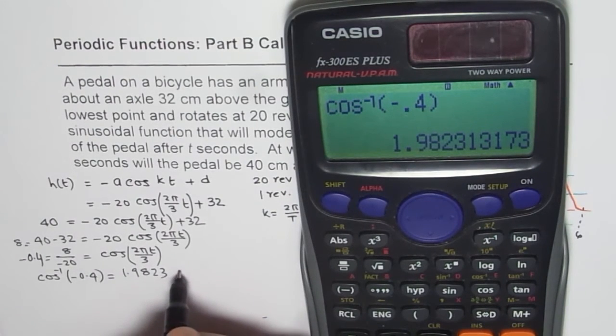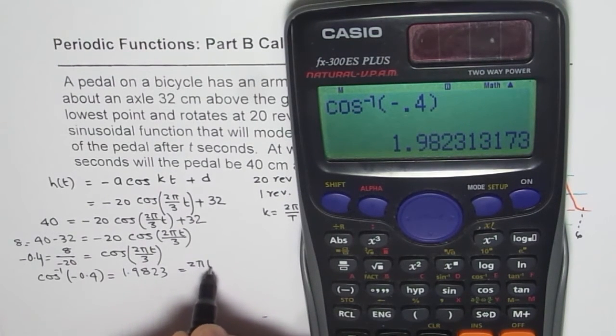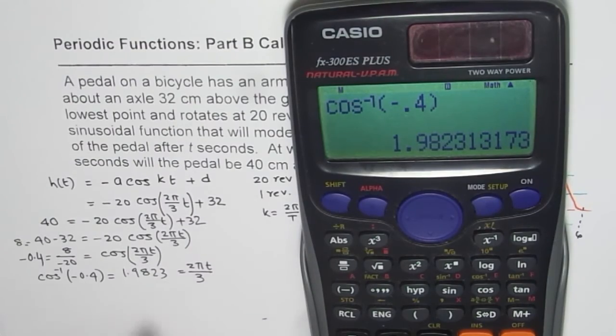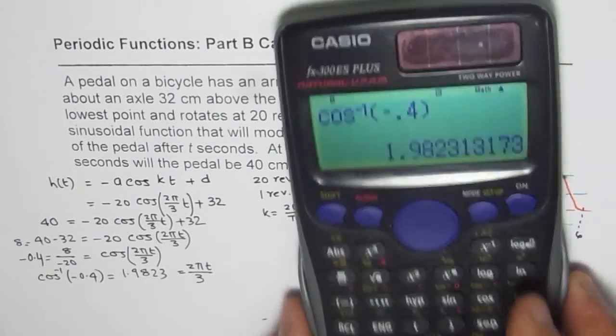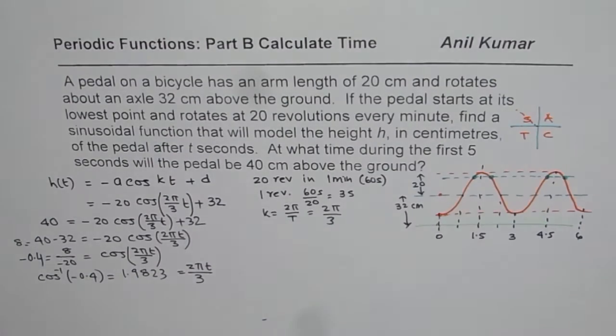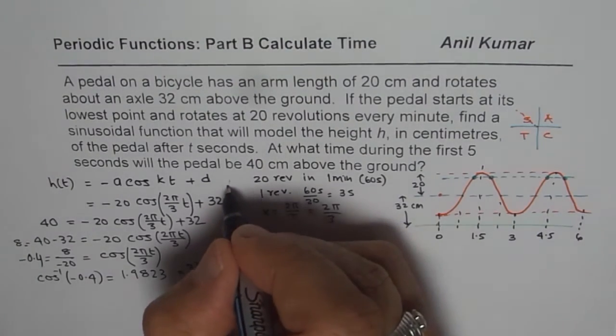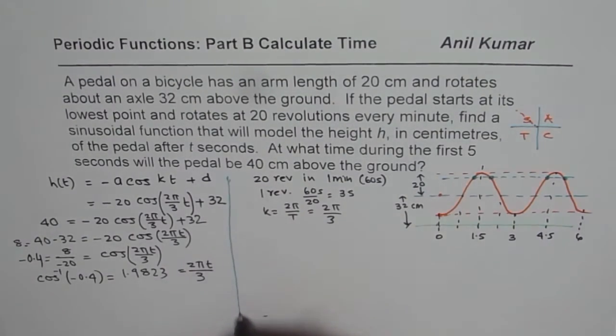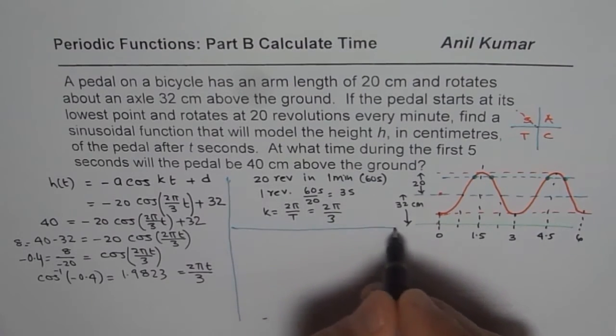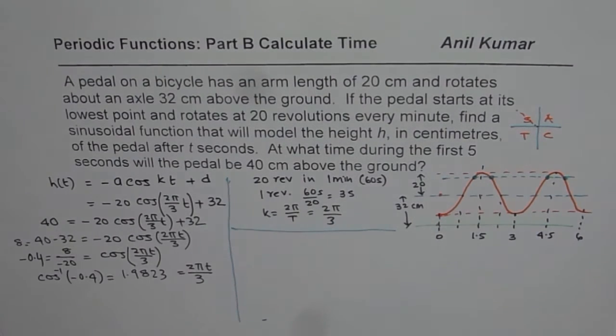So that should be equals to 2 pi t over 3. You get the point, right? Now we will solve for t from here, okay? So we will do all these calculations on the right side of this page from now onwards. So we are going to use this space. Okay, so what is it?